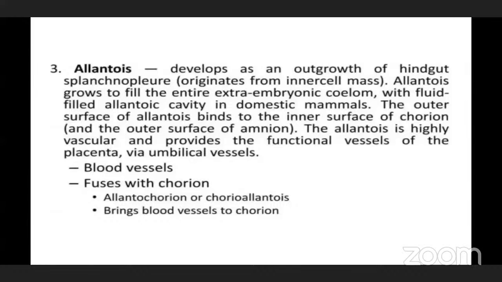The next is allantois. So allantois develops as an outgrowth of the hindgut. The hindgut is the backside. So the hindgut splanchnopleure, which originates from the inner cell mass, grows to fill the entire extraembryonic coelom with a fluid-filled allantoic cavity in the domestic mammals. The outermost surface of the allantois binds with the inner surface of the chorion. It is highly vascular and it has the vessels of the placenta.